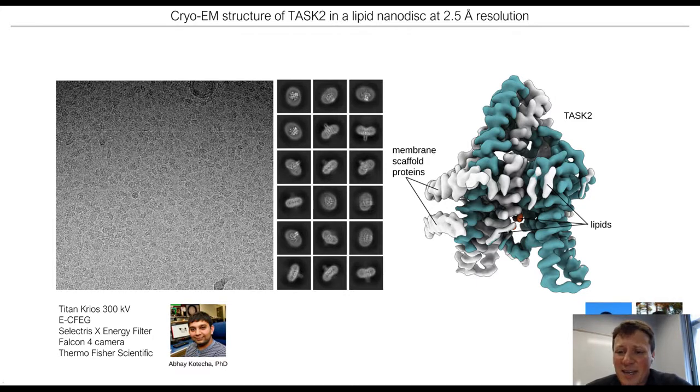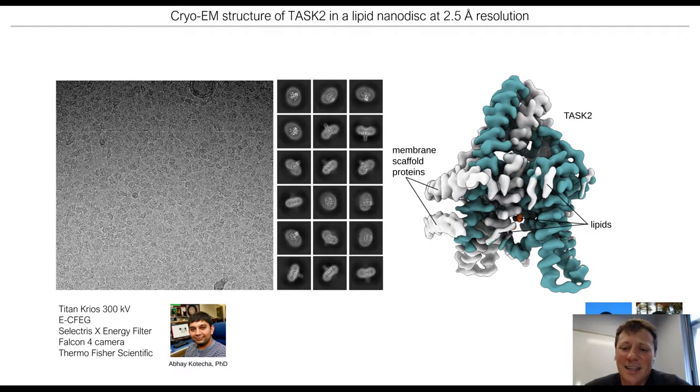And I just wanted to point out two aspects that we were able to model that we were not able to model in the lower resolution reconstruction. The first is, again, portions of these membrane scaffold proteins that form the belt around the lipid nanodisc.